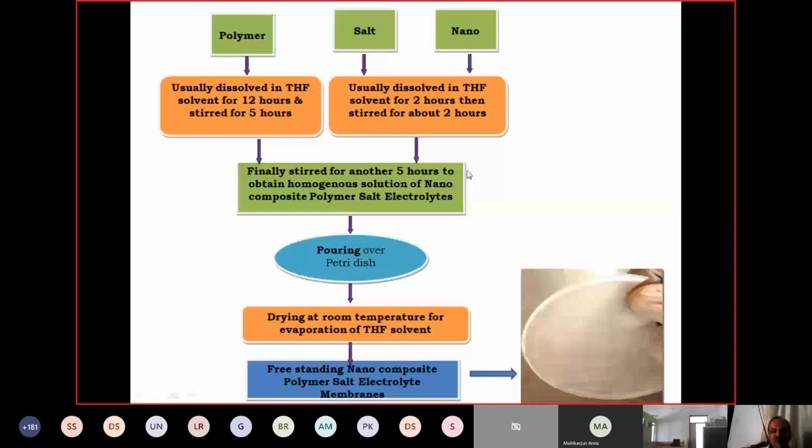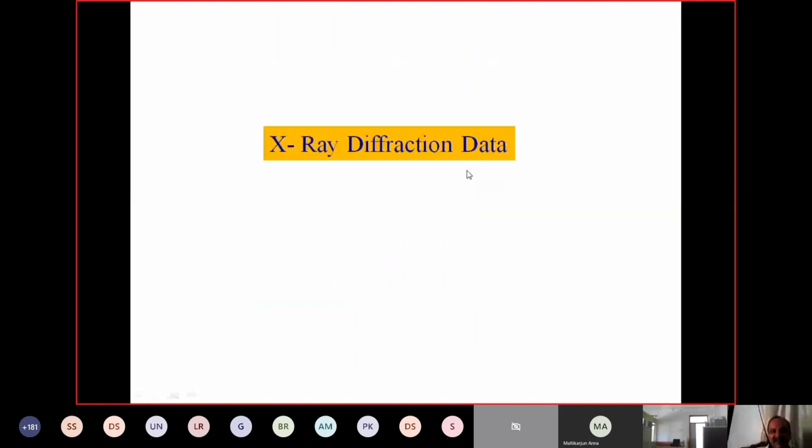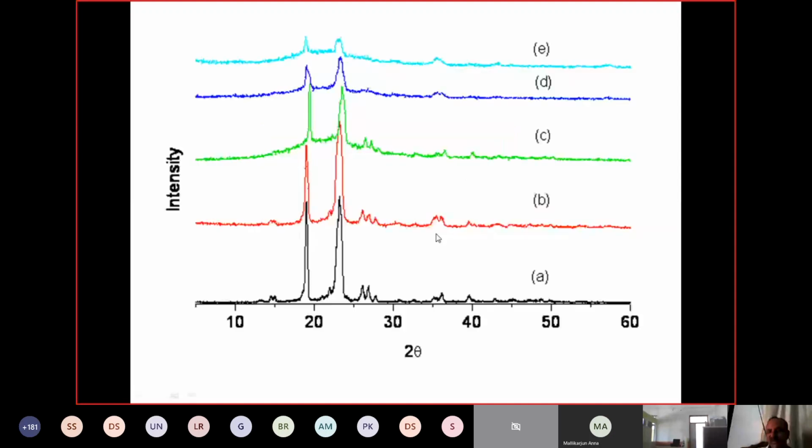This is pure PEO. We added the salt to this. Then we added some nanoparticle, Fe3O4, to this. Then what happens? You see here, this is also decreasing. That means it is also disrupting the structure of that polymer. You see here, the diffraction pattern is for PEO LiClO4. We added Fe3O4 to that.